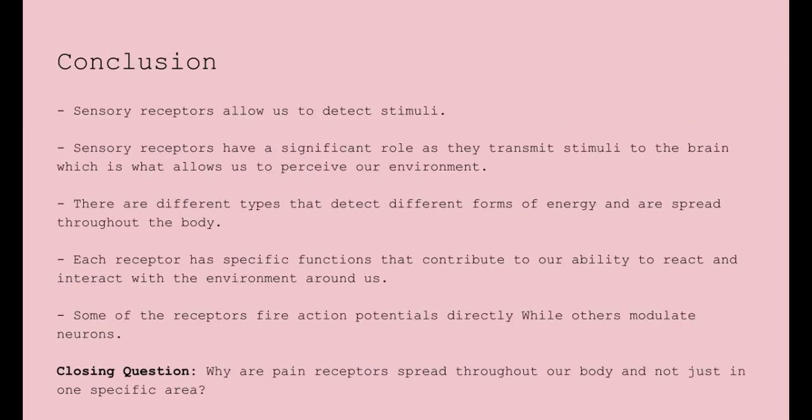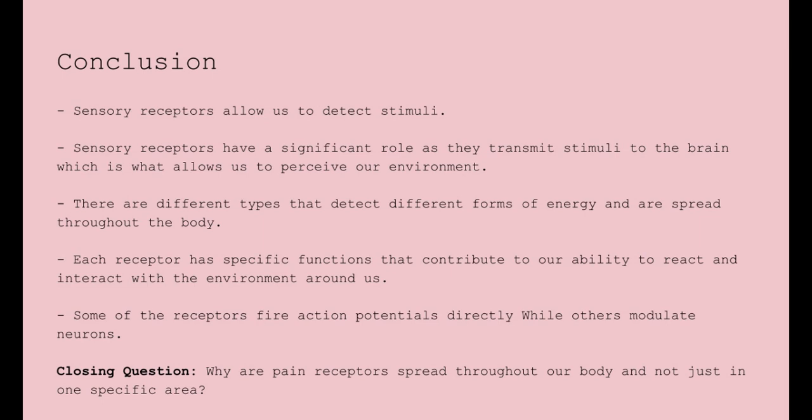Now to conclude, we know that sensory receptors allow us to detect stimuli when we are adapting to our environment. They detect different types of stimuli and convert them into neural signals that the brain can interpret. Each receptor type is specialized for a particular function that is distributed throughout the body based on its purpose.